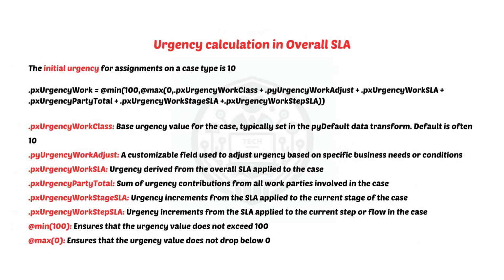In Pega, urgency is calculated using a formula that keeps the value within a valid range. It ensures urgency never goes above 100 using it min 100, and never drops below 0 using it max 0.